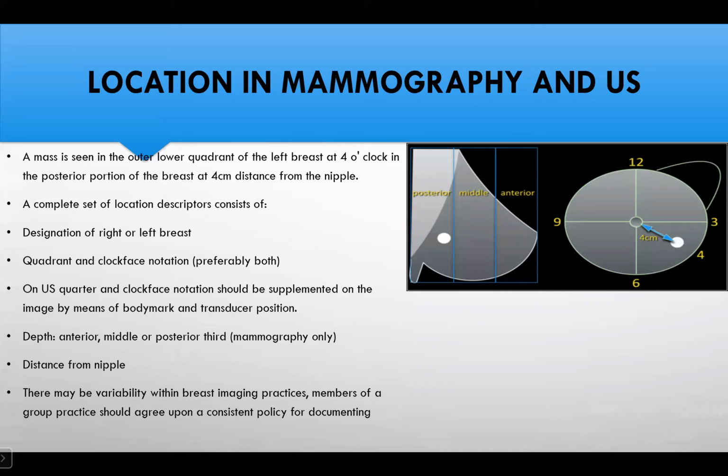The location in mammography and ultrasound. A mass is seen in this figure in the outer lower quadrant of the left breast at 4 o'clock, in the posterior portion of the breast, at 4 cm distance from the nipple. So the complete set must be mentioned, as it consists of designation of right or left, quadrant, and the clock face notation. On ultrasound, the quadrant and the clock face notation should be supplemented on the image by means of body marker and transducer position, the depth, anterior, middle, or posterior third, and distance from the nipple.